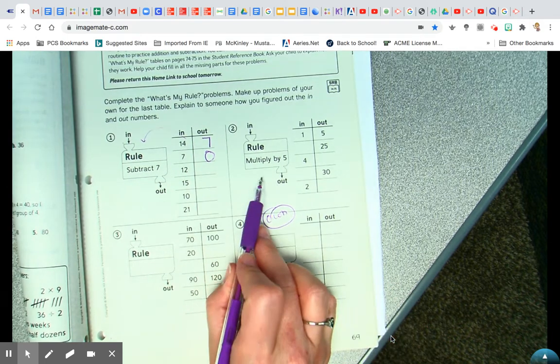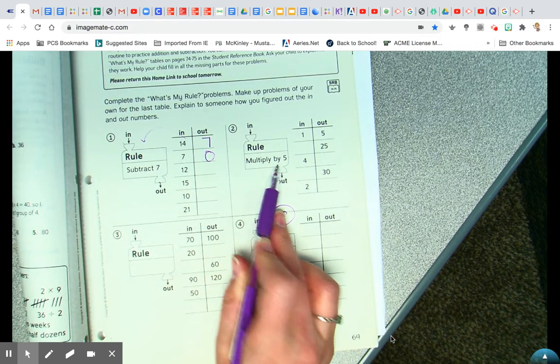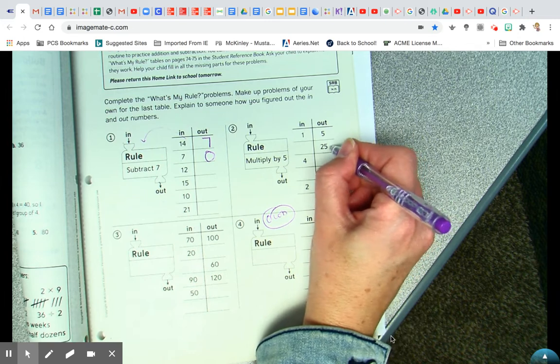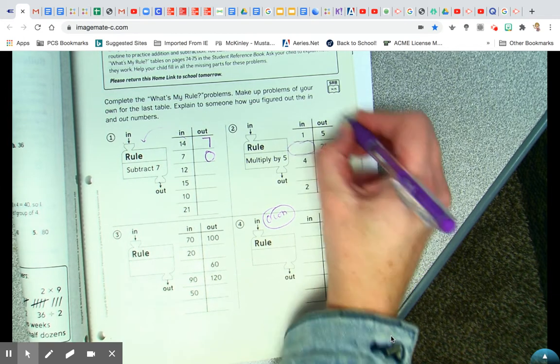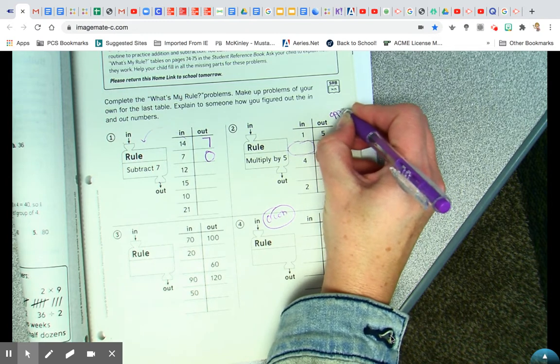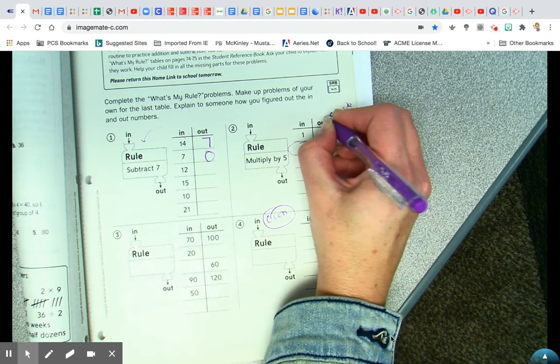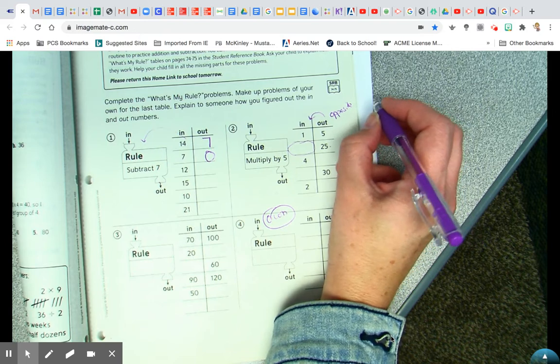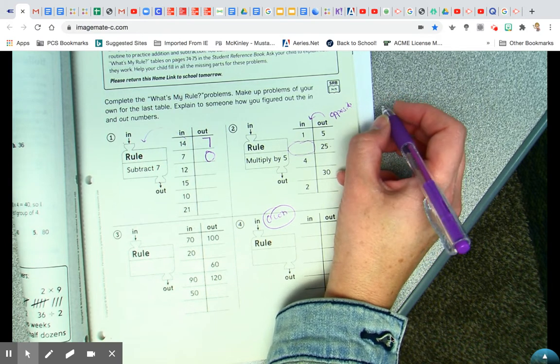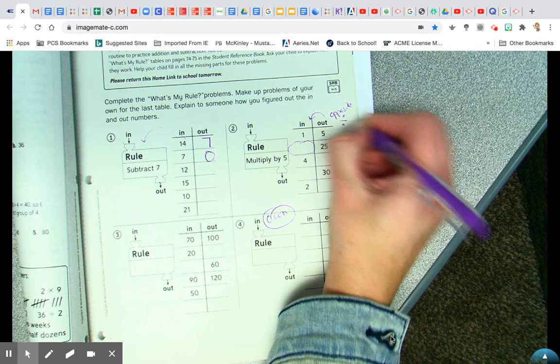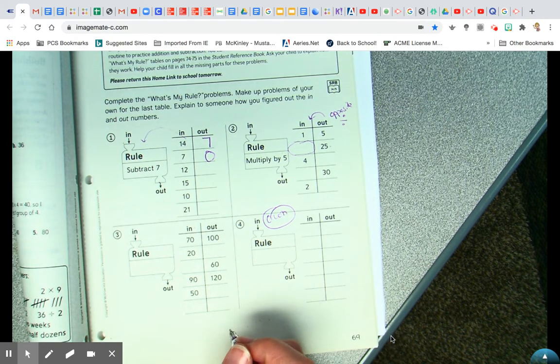This one says multiply by 5. But look, I have some over here. And I need to figure out this one. Remember to do the opposite. If I'm going from the out to the in, I have to do the opposite. Opposite of multiply is to divide. Okay, so we divide by 5.